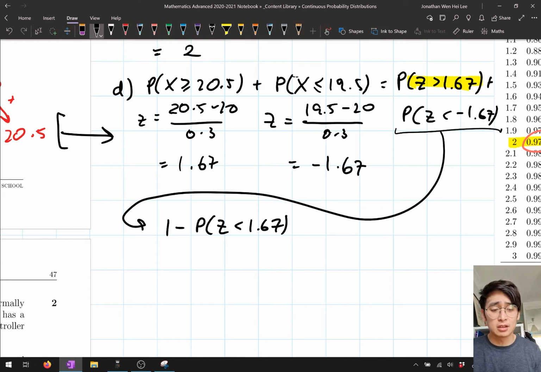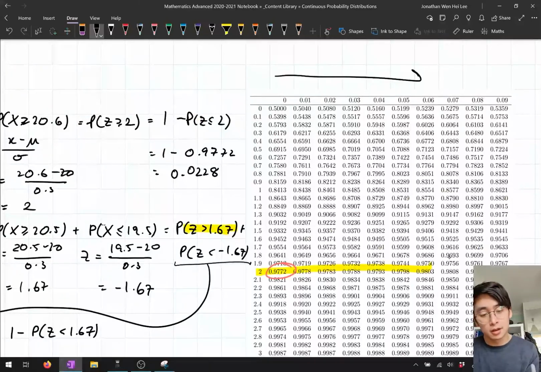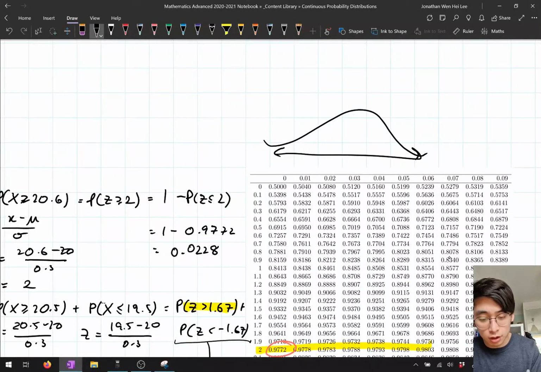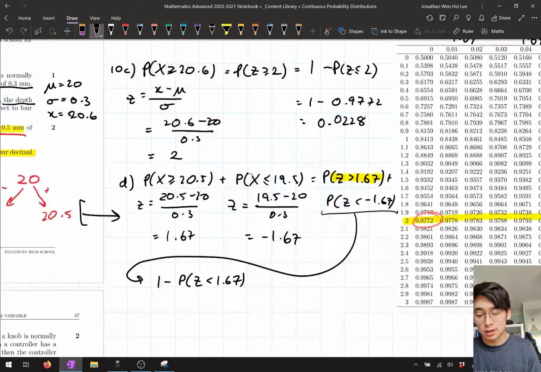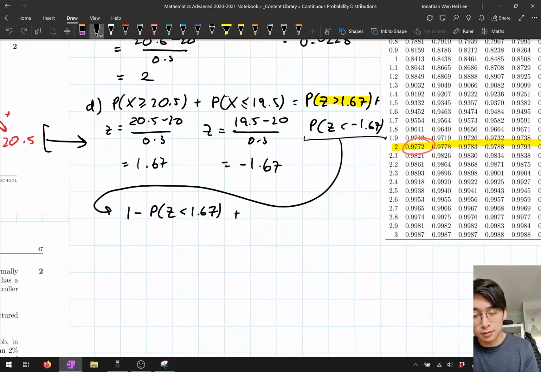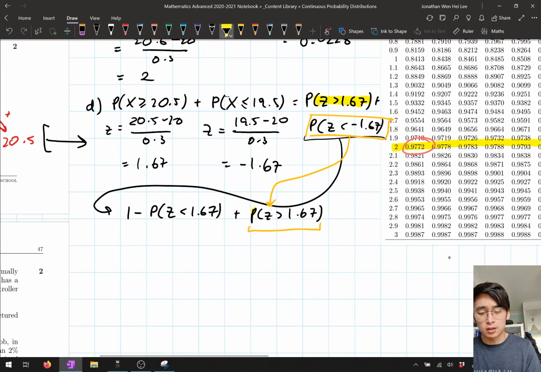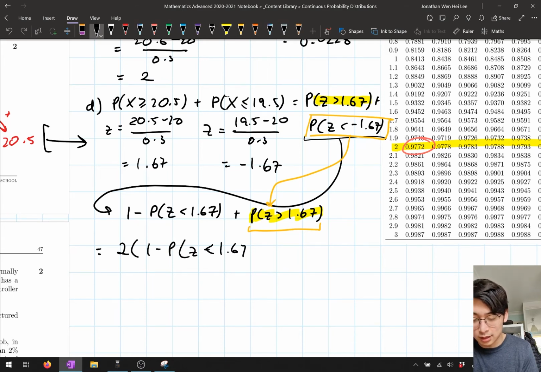The second thing is that this one here has a negative, and we can't actually have a negative value. So we need to take the positive value, and remember that our normal distribution is symmetrical. We want to find this part where it's less than negative 1.67, and that's the same as finding it greater than 1.67. So this is plus the probability of z greater than 1.67. As you notice, that's just two lots of the probability of z greater than 1.67, so this is 2 times 1 minus P of z less than 1.67.